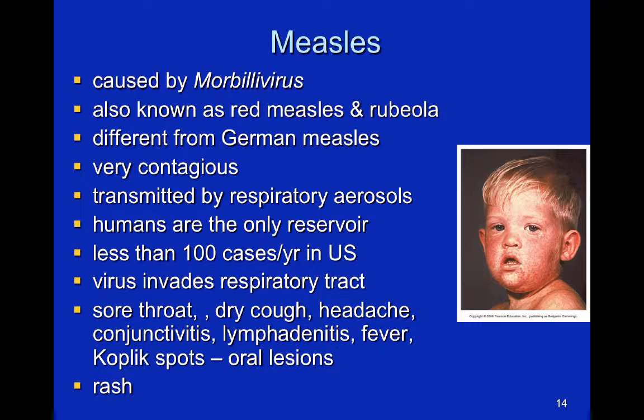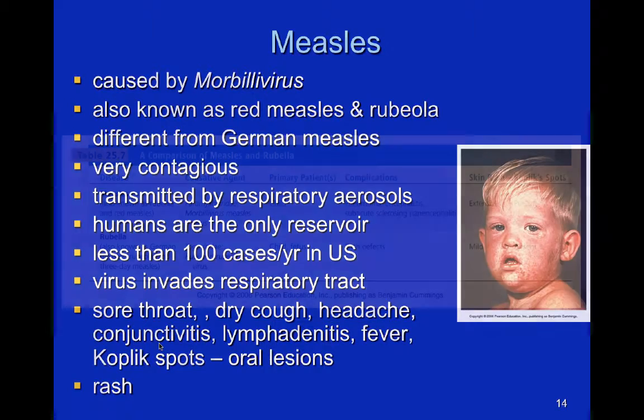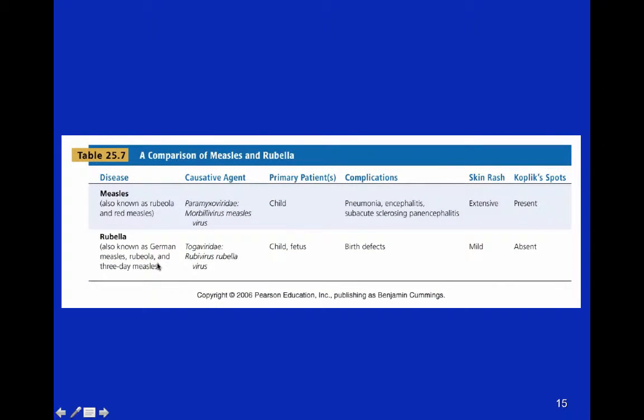And in this case, the morbillivirus will invade the respiratory tract, causing sore throat, cough, headache, conjunctivitis, swollen lymph nodes, fever. And one characteristic symptom to remember here are these oral lesions known as Koplik spots. So these form within the mouth, and also this associated rash. So we see a rash with German measles as well, but not the Koplik spots. So just comparing these two.